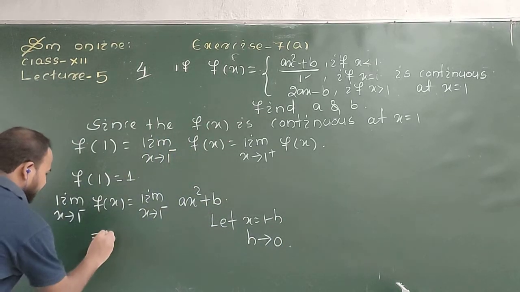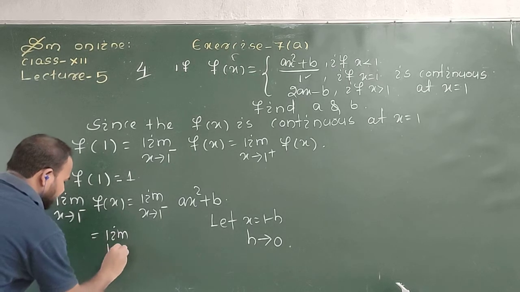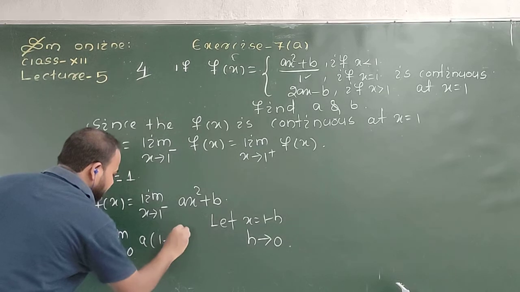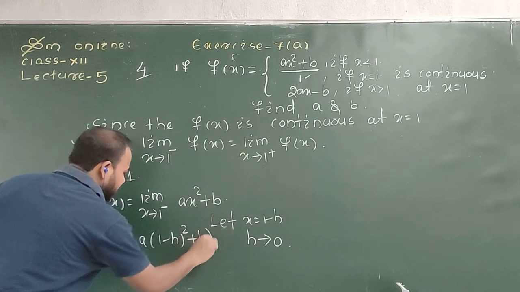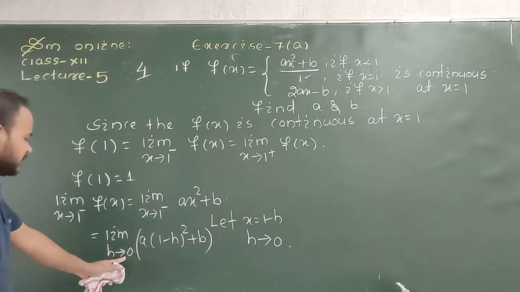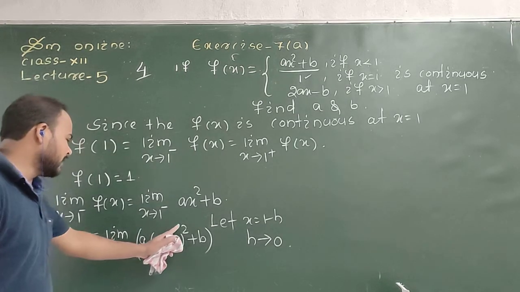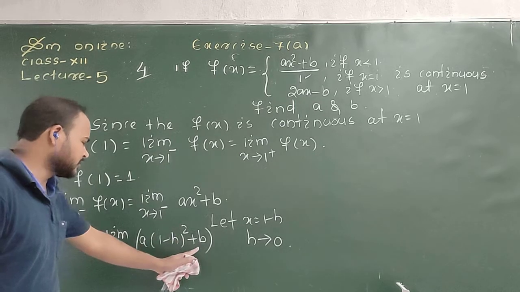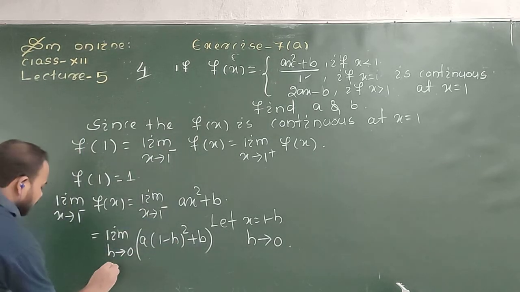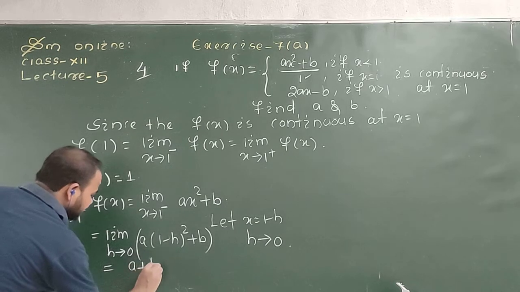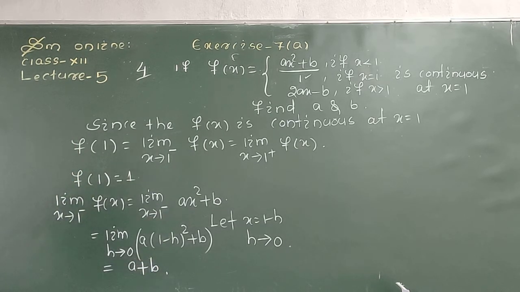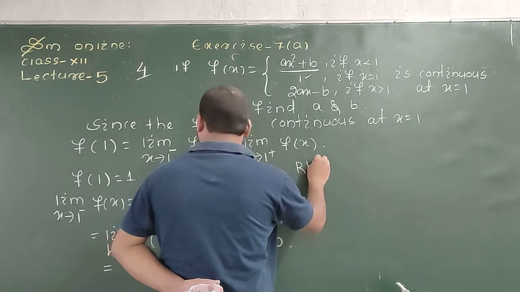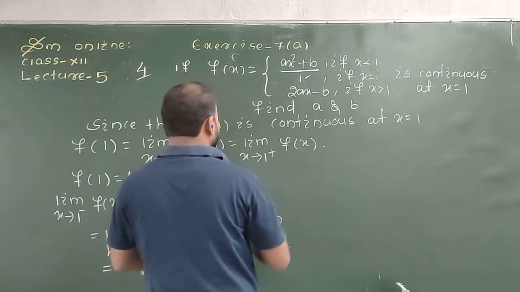So this gives limit x tends to 0 of a(1 minus h) whole square plus b. If we put the value of h as 0, then 1 minus 0 is 1, and 1 squared is 1. So our equation becomes a plus b, the value is a plus b. Clear? Now to find the right hand limit.